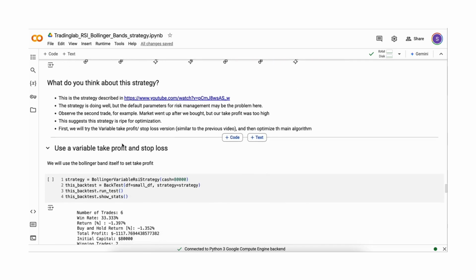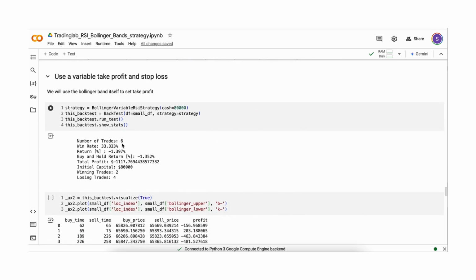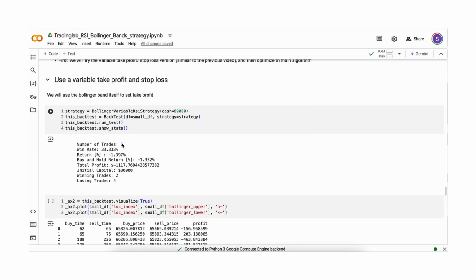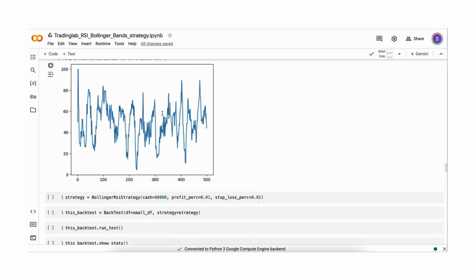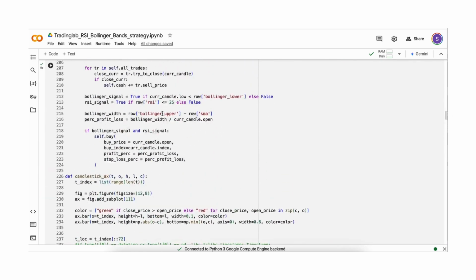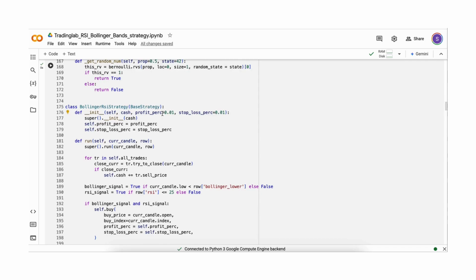So we'll test a separate version of this strategy before we go on to the next steps. The other version of the strategy we built is the variable Bollinger Bands. Let me explain the difference between these two strategies.